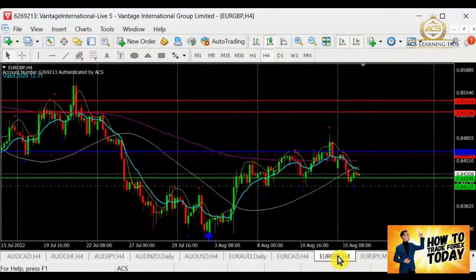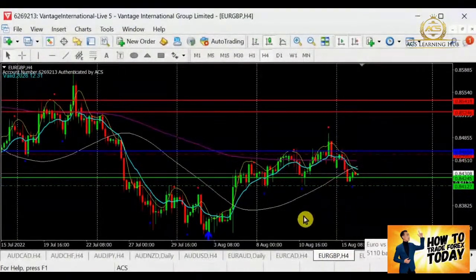And how about EURPOUND? I'm going to skip this because of the situation between the Ukraine war and the Russia war. So I'm going to skip this for now.